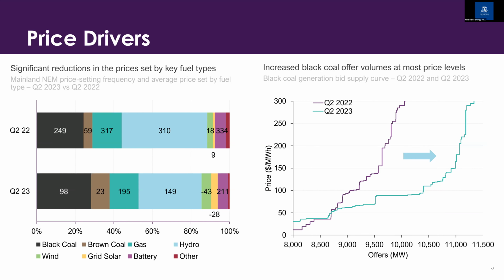So to drill into some of the drivers for those price changes, the chart on the left shows two quarters, Q2 22 on the top and Q2 23 on the bottom. The horizontal bar chart shows the percentage of times different fuel types in the NEM, specifically the mainland NEM region, so excluding Tasmania, were the marginal price setter. They're the ones that set the price. You can see in Q2 22, I think it was 24% of the time black coal set the price, and compare that to Q2 23 this year, it was about 28% of the time. And the numbers within each bar are the average price when that fuel was the marginal price setter.